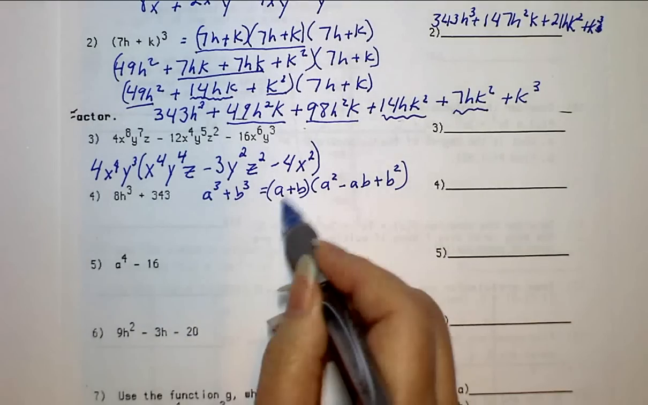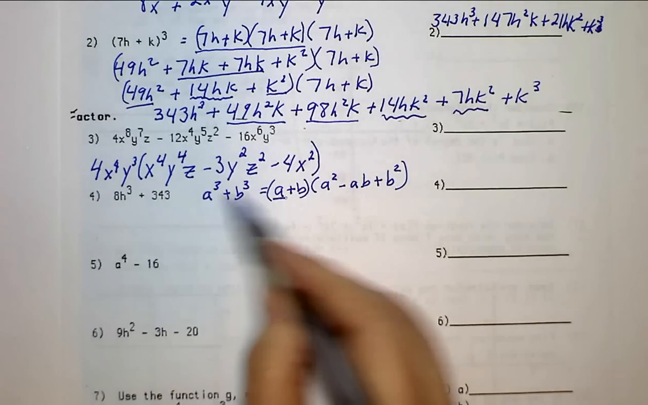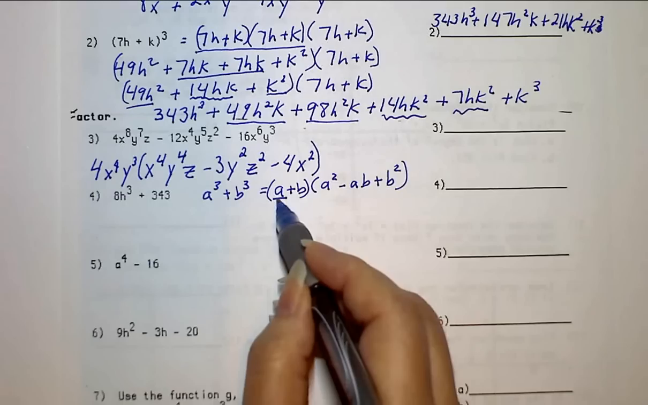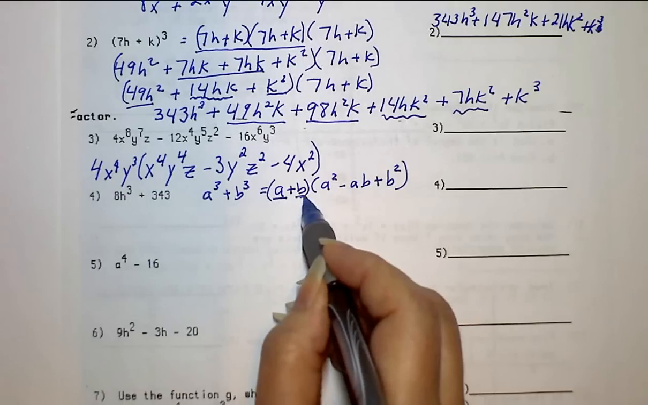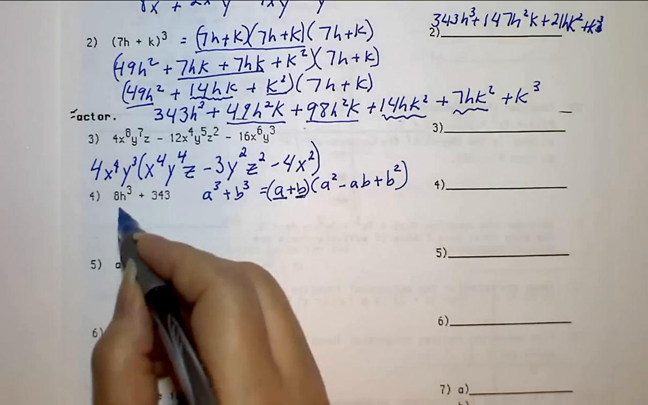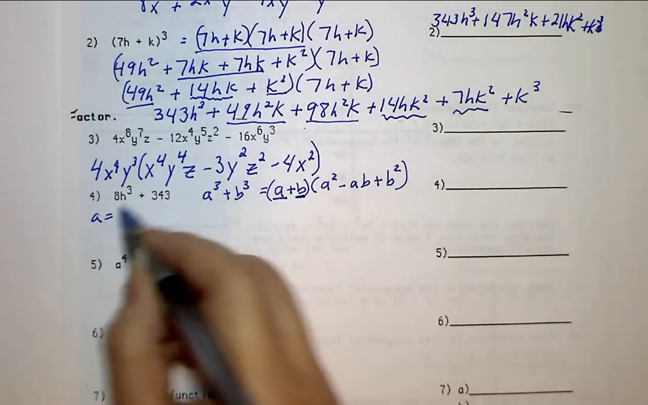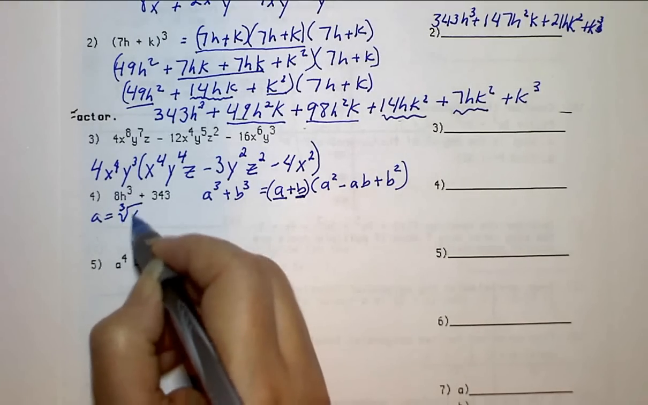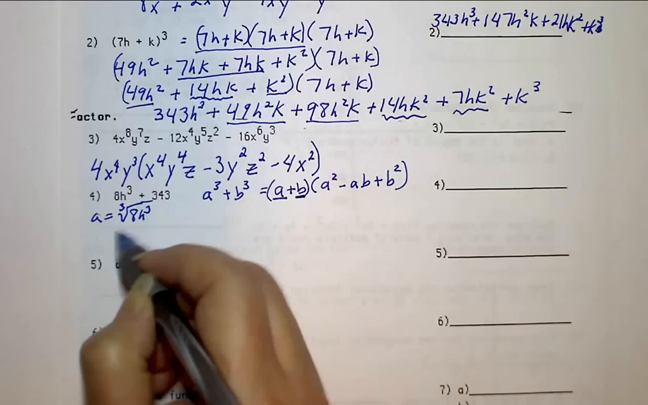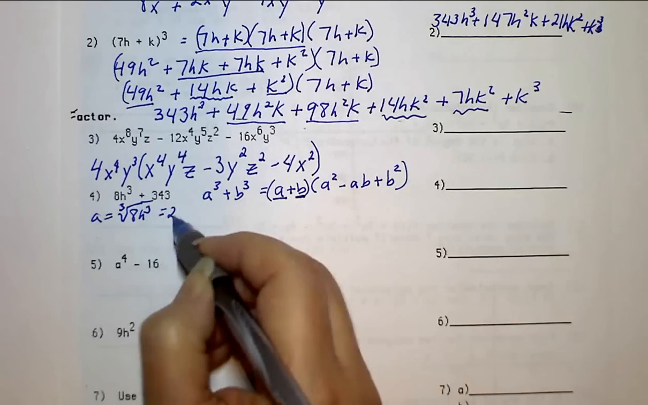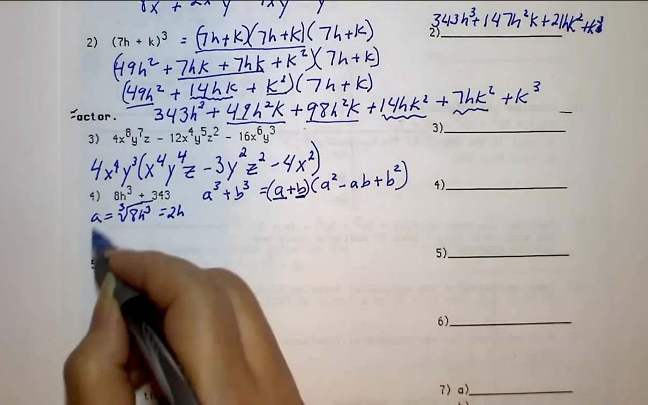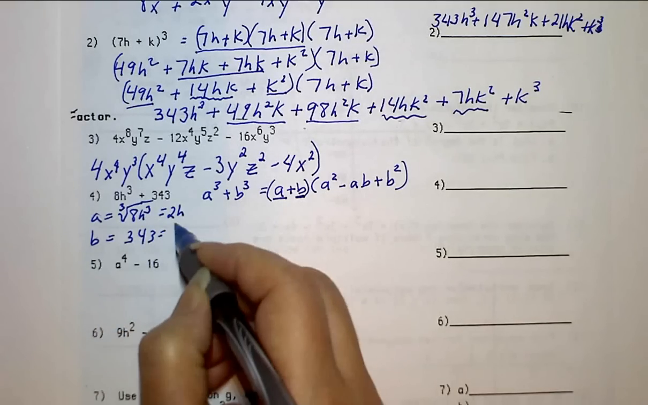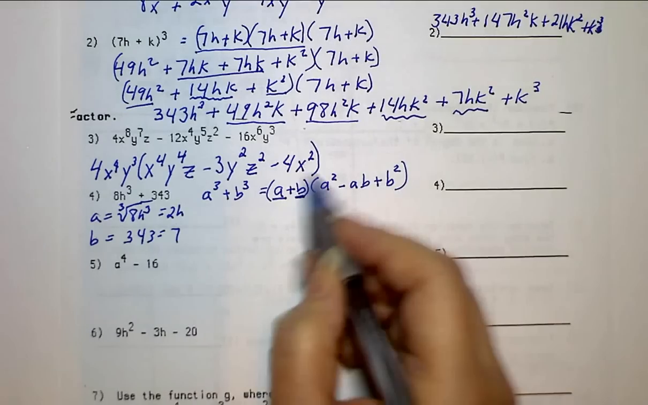Now a is the thing after you take the cube root, a is the number or numbers and variables that are here, b is what is here. So let's figure out what a and b are. So a is going to be the cube root of this whole thing, 8h cubed, which is 2h, and b is the cube root of 343, which is 7. So that tells me that I'm doing this.